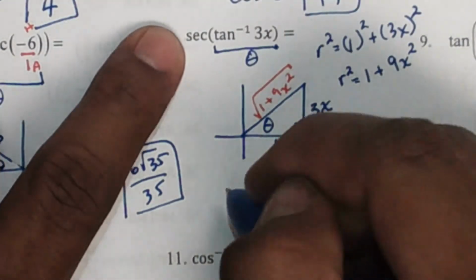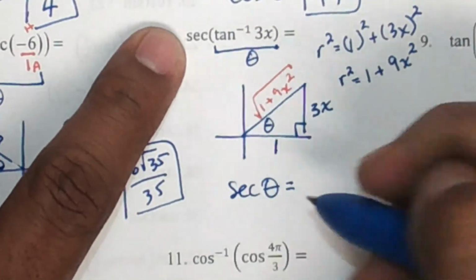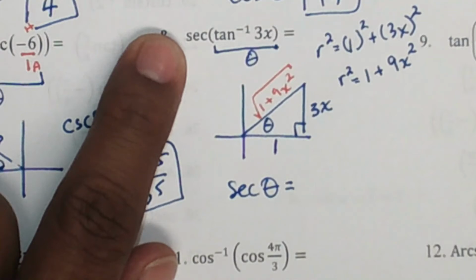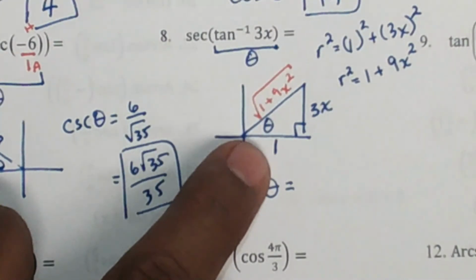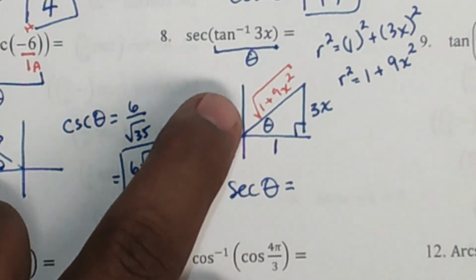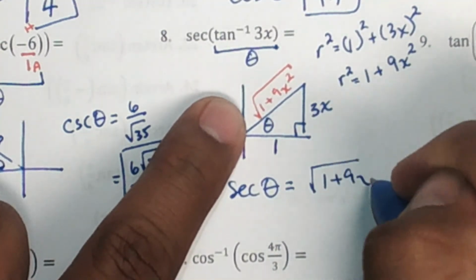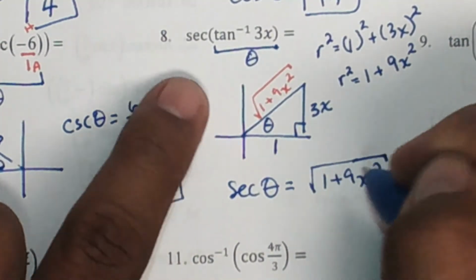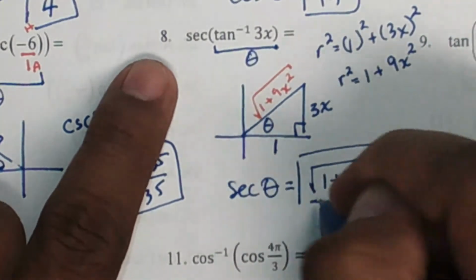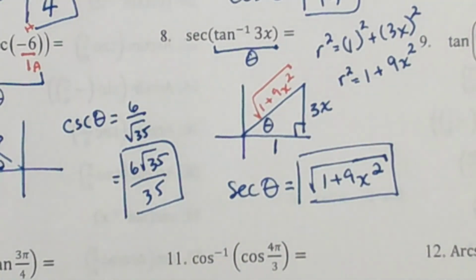So what is secant of that angle? Well, secant is a reciprocal of cosine. Cosine is 1 over that. So that means it's square root of 1 plus 9x squared over 1, which I don't need the over 1. So that's my answer. You could put over 1 if you want to, but who needs it?